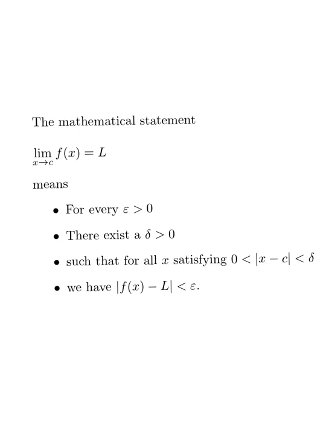So we have the formal definition. I put it here. Mathematical statement: the limit as x approaches c of f of x equals L means, and I've taken the definition and split it apart into 4 pieces. For every epsilon greater than 0, there exists a delta greater than 0, such that for all x satisfying 0 less than the absolute value of x minus c less than delta, we have the absolute value of f of x minus L less than epsilon. So this is just our definition that we've seen before.